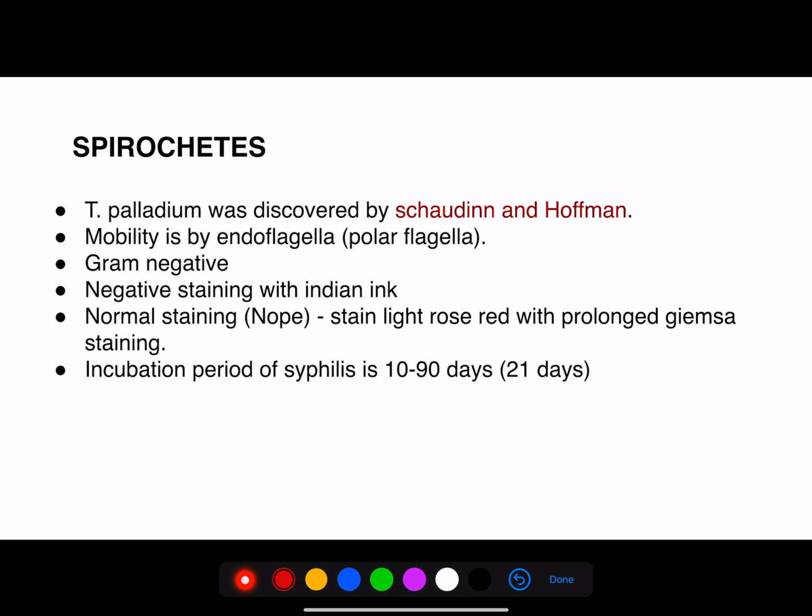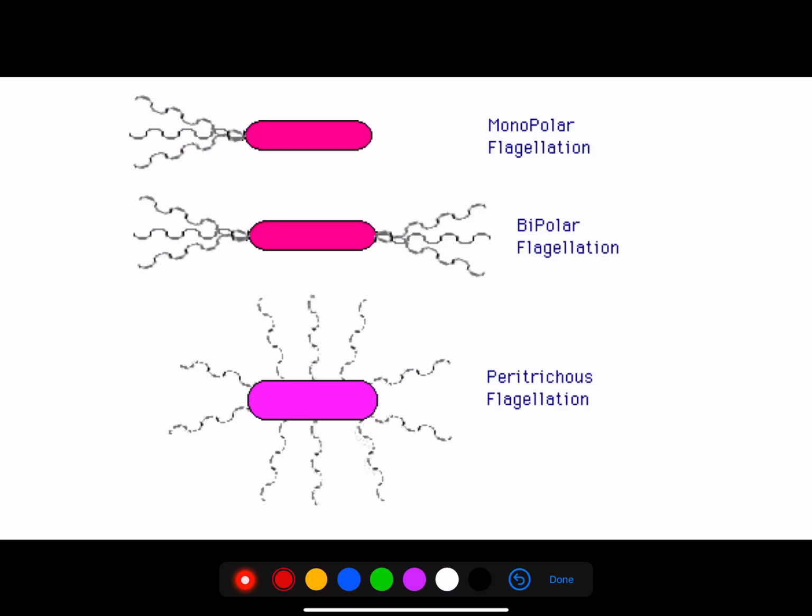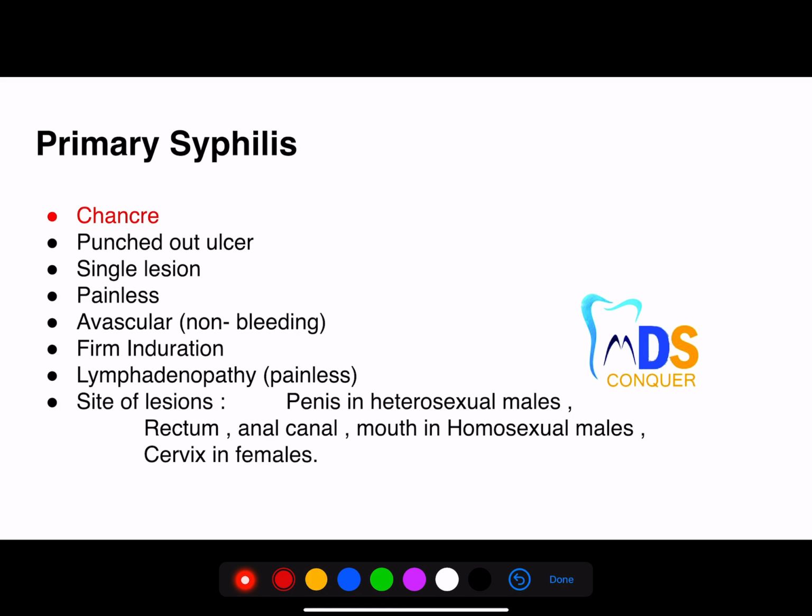And of course, spirochetes are discovered by their motility, which is by endoflagella, also called periplasmic flagella, and they are gram negative, stained with India ink. Incubation period, please make a note of all this stuff. This is how you can see it on the microscope view. Please make a note about the examples of these. They can ask a diagram based question: bipolar, opposite sides, monopolar, peritrichous. What are the examples of peritrichous and everything? I hope you're well familiar with this.